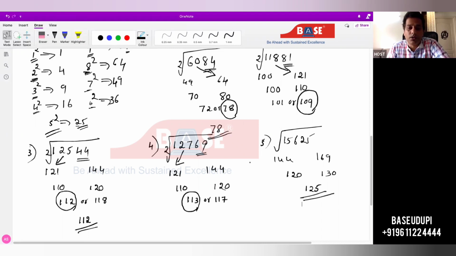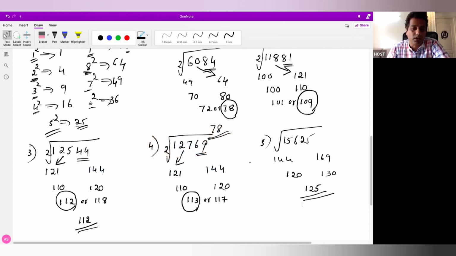I covered cube root and also square root of a number. Remember, we find cube root of cube numbers only and square root of square numbers only. In my next video, we'll concentrate on multiplication shortcuts, LCM and HCF shortcuts, finding the last digit and other things.